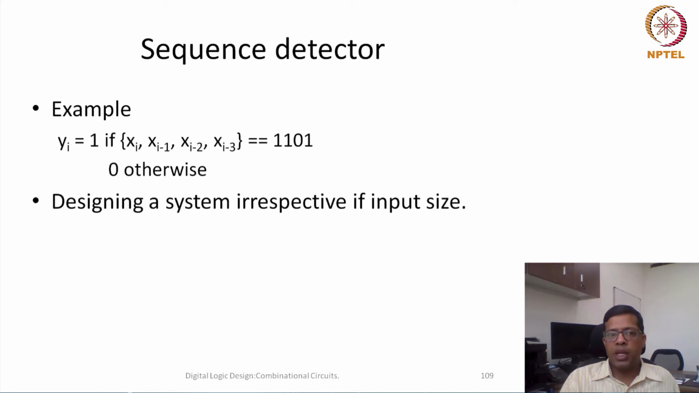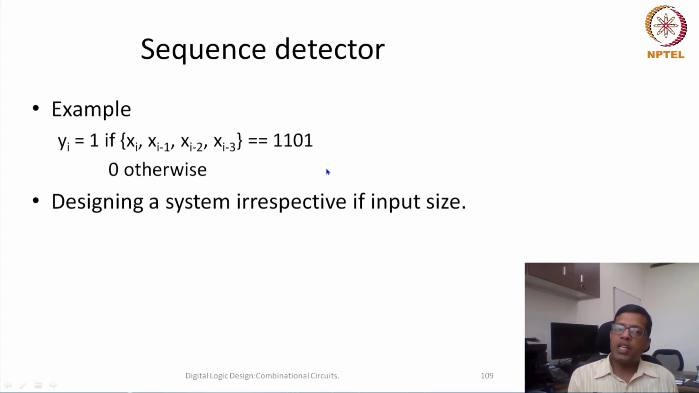Consider this example: let's say my output yi would be 1 if xi-1, xi-2, xi-3 is equal to 1 1 0 1. This is the pattern I want to match, and if it does not match, then the output would be 0. If I want to design this system irrespective of input size, I can again use an iterative design, in such a way that whatever the input size, this method will always work.